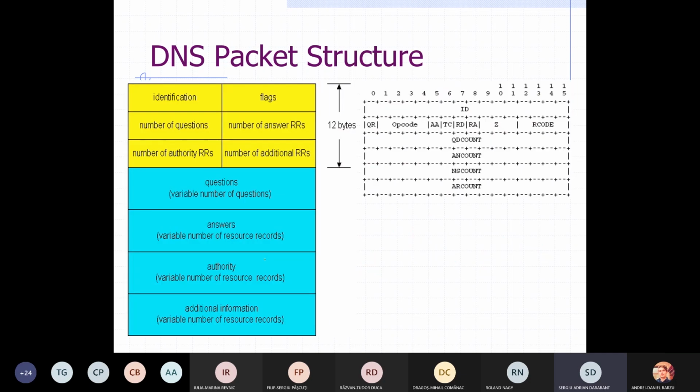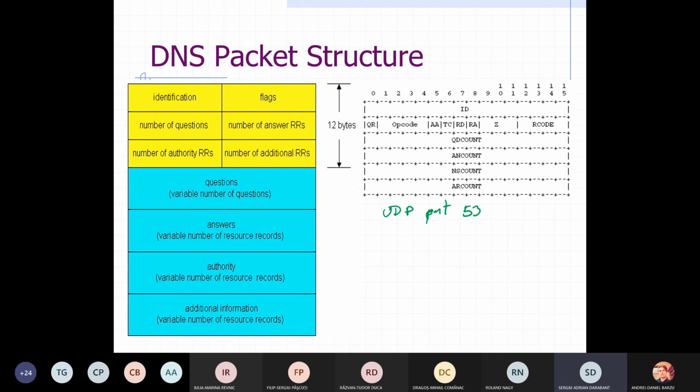Okay, about the DNS protocol. All this information is queried and transferred between DNS servers, and between resolvers and DNS servers, using the so-called DNS protocol, which has a packet. It goes over UDP, usually port 53. And I won't enter into details.